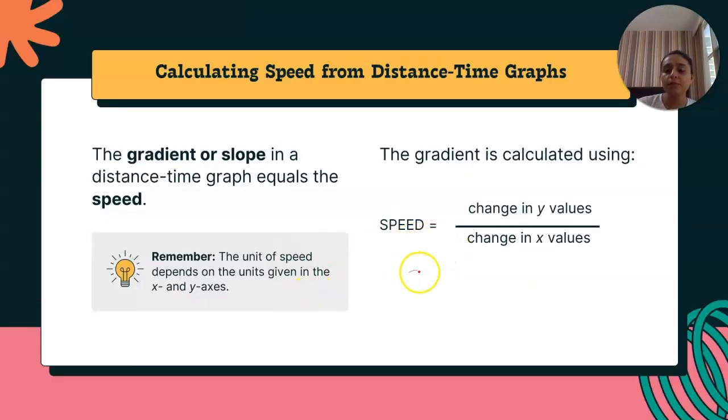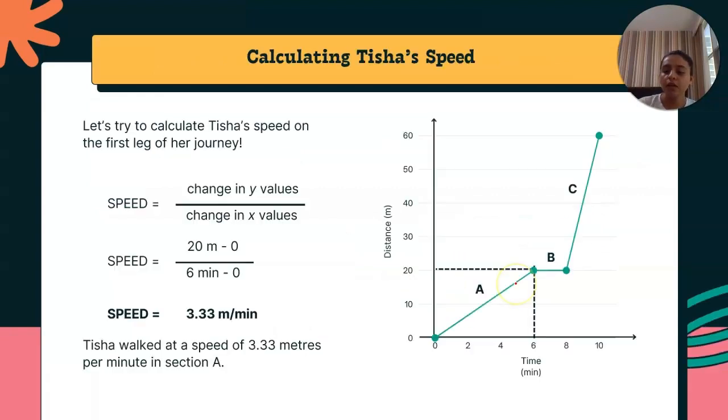In the same way, speed is equal to distance upon time. We're going to look at it. So here it is, this is a constant speed, and this is a rest, and again this is a constant speed. How are we going to calculate the change in y values and the change in x values? Here you can see this is your 20 meters and this is your 6-minute timing, and here is your answer with the same formula, distance upon time taken. This is your distance which is 20 and this is your time which is 6. So Tisha walked at a speed of 3.33 meters per minute in section A.